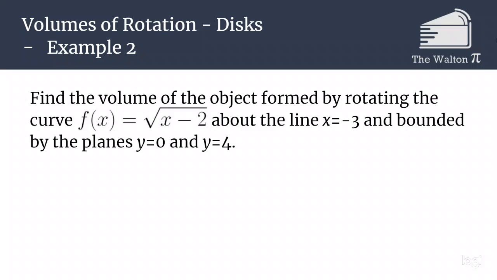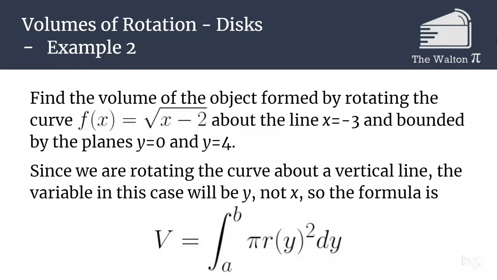Our next example is going to be finding the volume of the object formed by rotating the curve f of x equals the square root of x minus 2 about the line x equals -3, and then we are bounding this by the planes y equals 0 and y equals 4. Since we're rotating the curve about a vertical line, the variable in this case is going to be y, not x, since our slices would be horizontal slices, so we would be stacking them vertically, or in the y direction.